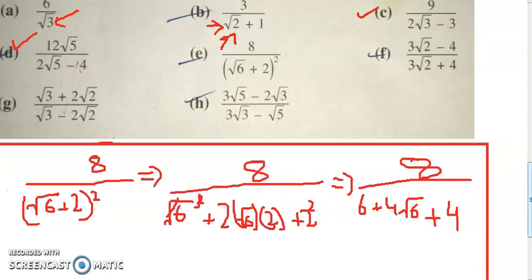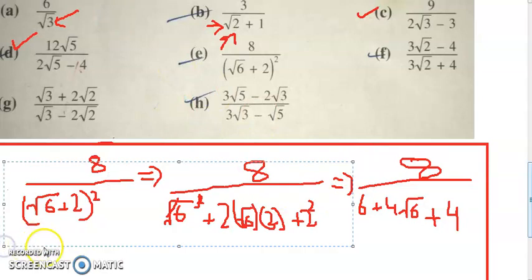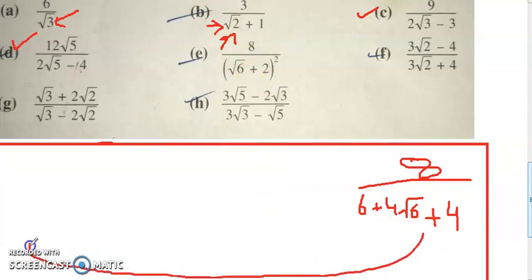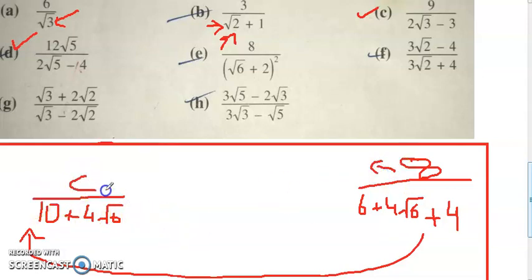Okay, now I'm cleaning the rest of this space away in order to have more space to do our work, right? So now we'll continue. This was our last answer. Then what we'll do is 6 plus 4 is 10. Okay, so this is 10 plus 4 under root 6, and 8 is present on top, right? So 8 upon 10 plus 4 under root 6.